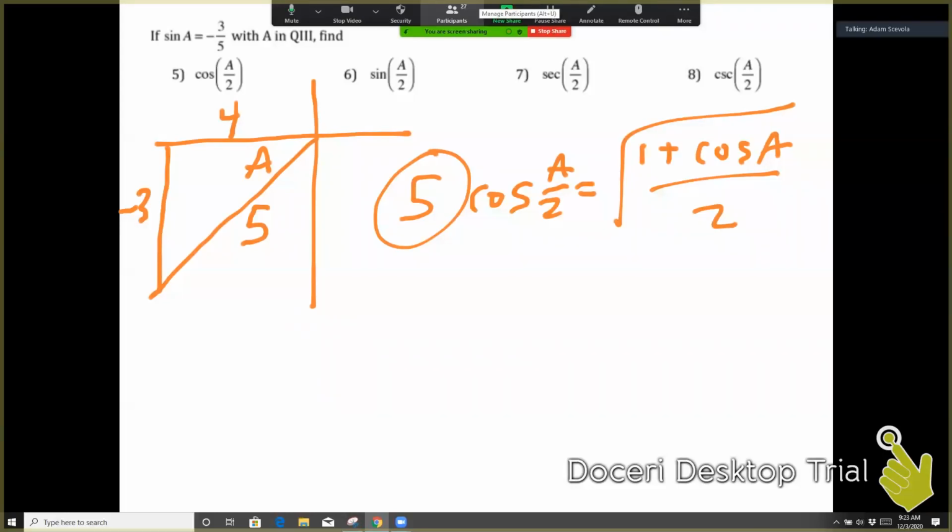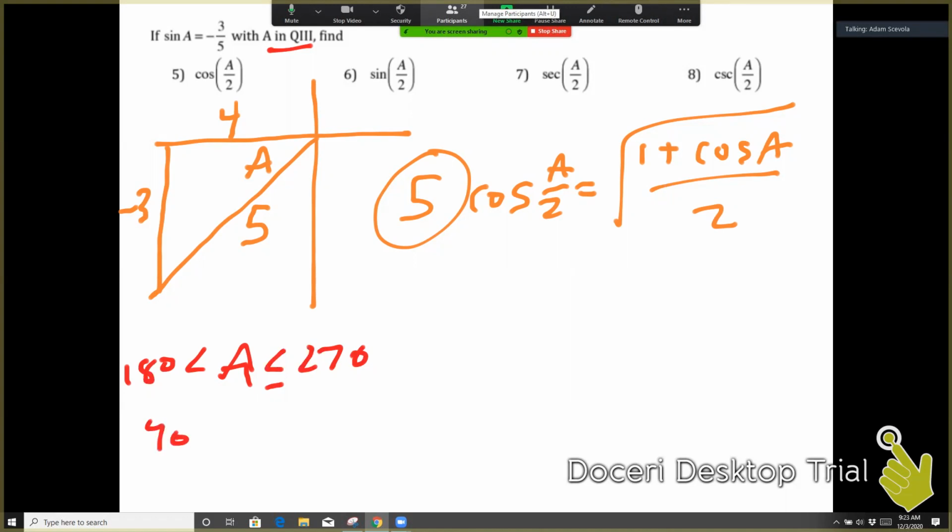Now, we know that A is in quadrant 3 because that's given to us. So we can assume that A is in between 180 and 270. Now, you might be thinking, what if it's a coterminal angle? If it's an angle bigger than 360, you could just find the coterminal angle and then do the same process and it'll work out the same way. So you don't have to worry about that. You can pretty much assume for this that all angles are between 0 and 360.